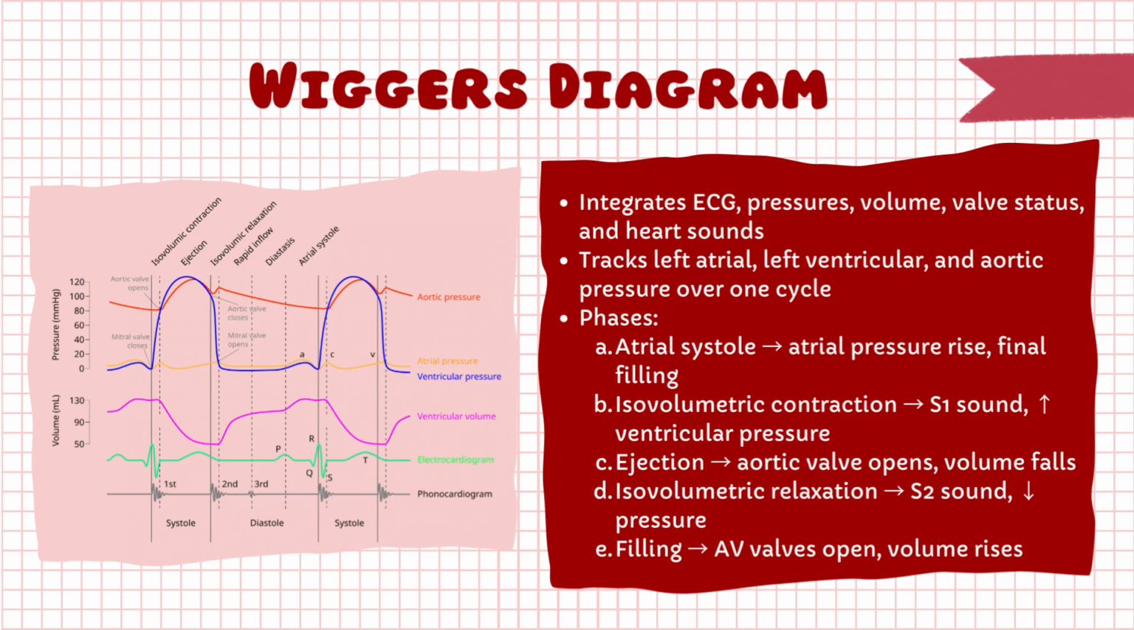Isovolumetric relaxation. Now the ventricles begin to relax. Pressure drops rapidly. The aortic valve closes, creating the second heart sound, S2, the familiar dub. All valves are closed again, and volume stays constant until the next filling phase. Passive ventricular filling. As ventricular pressure falls below atrial pressure, the mitral valve opens. Blood flows in passively. This is the main filling phase. The cycle then repeats with the next atrial contraction.